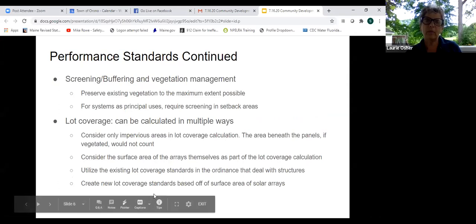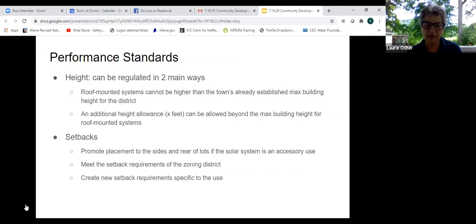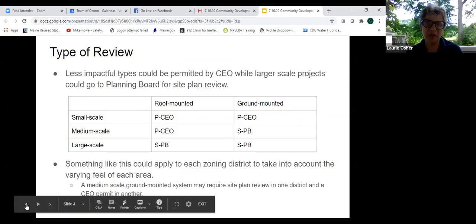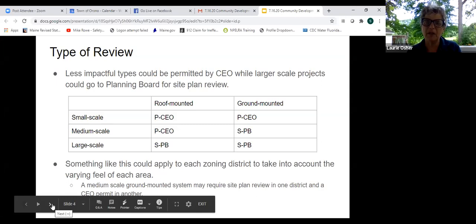I'm sorry to interrupt, but that very first slide that you showed with the small, medium, large, and the definitions were quite different between Portland and Belfast. Is that because in Portland they're pretty much having just roof mounted and they don't have the kind of acreage in the city that Belfast would have? Because Belfast was going up to 4 acres.